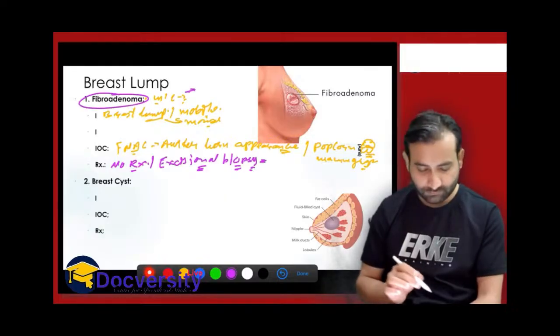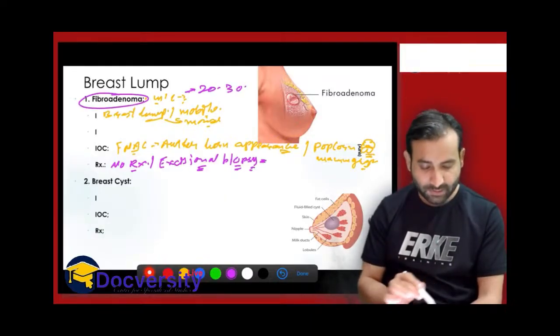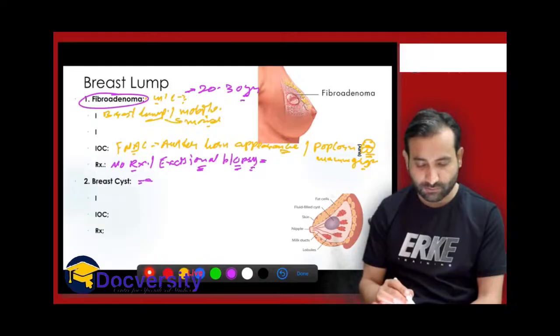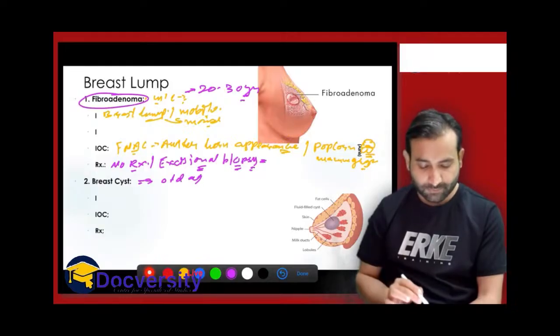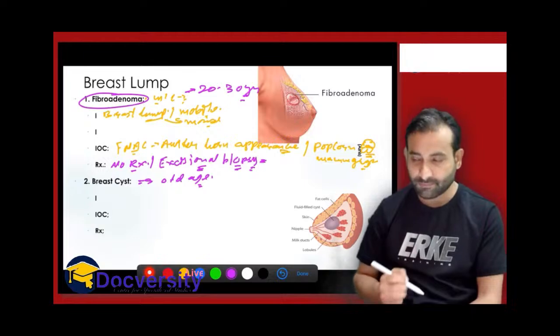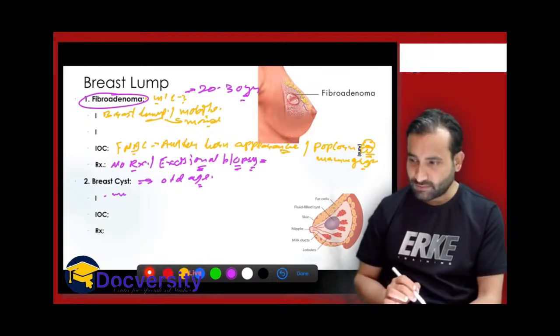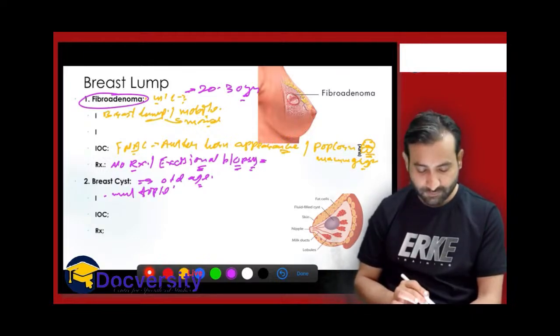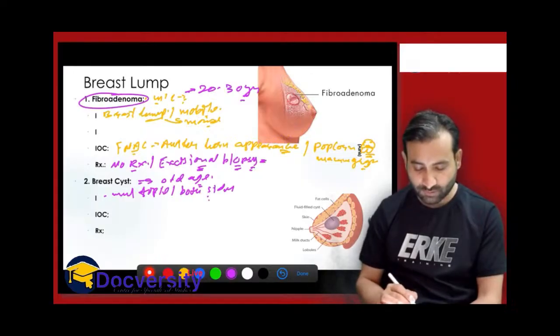Breast cyst is one more point. Fibroadenoma is very common in the young age, 20 to 30 years, right? Breast cyst is common in the old age, right? And it is multiple, and usually present on both sides, okay? Both sides.